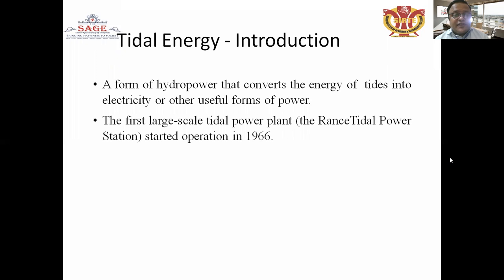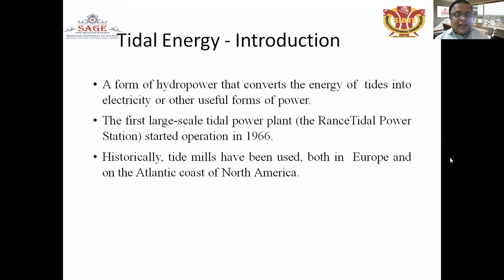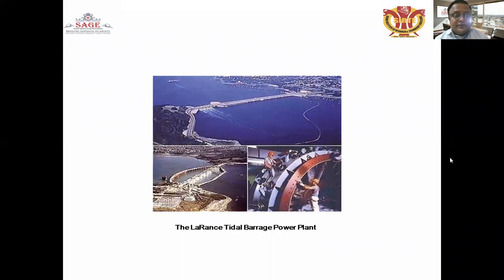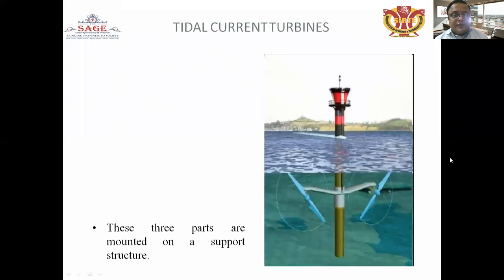The first large-scale tidal power plant, the Rance Tidal Power Station, started operation in 1966. Historical tide mills have been used both in Europe and on the Atlantic coast of North America. This is the Annapolis tidal barrage power plant, which is also shown in the picture.